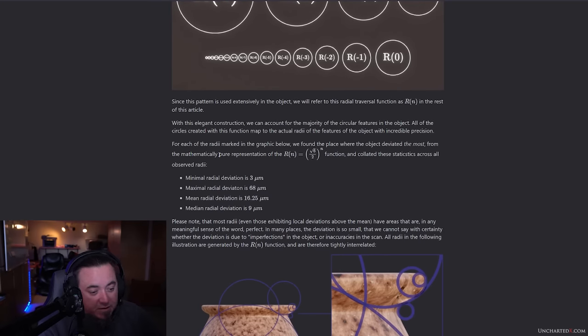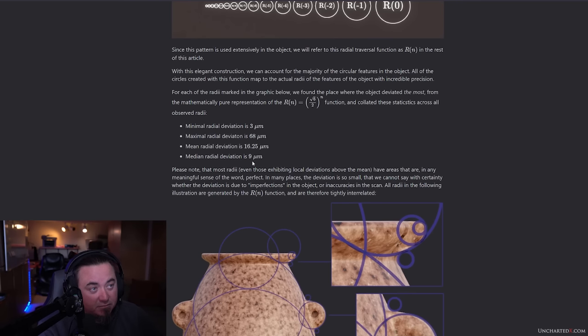So then he talks about the deviation. You're talking about 70 micrometers maximum. Median radial deviation is only 9/1000ths of a millimeter, which is just silly. So please note that in most radii, even those exhibiting local deviations above the mean, have areas that are, in any meaningful sense of the word, perfect.